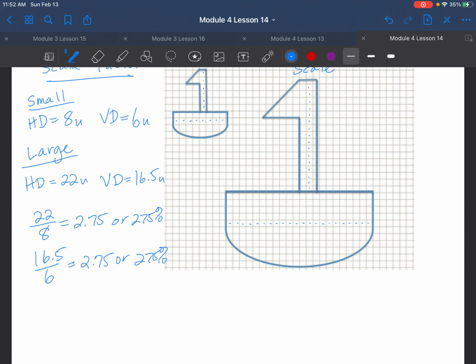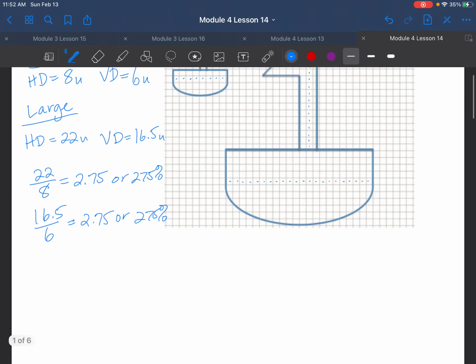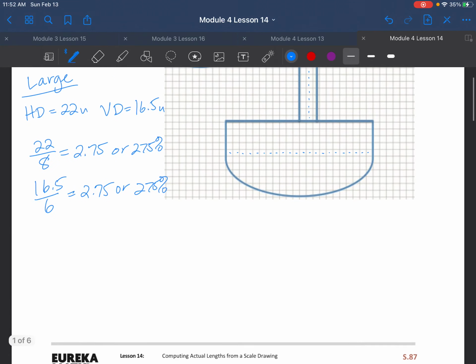Let's double check and do the same thing for the vertical distance. That would be 16.5 divided by 6. Let's put that in the calculator. Also 2.75. All right, so 2.75 or 275%. Now we're cooking.